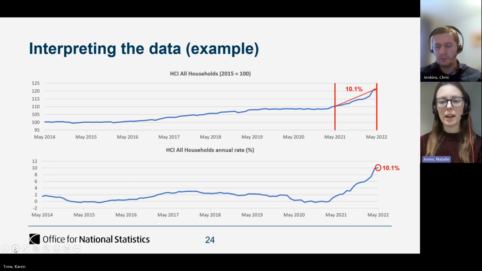Here you can see that when you compare the index for May 2021 and May 2022, the difference is 10.1%. This is reflected in our annual rate of change for May 2022 in the chart below.